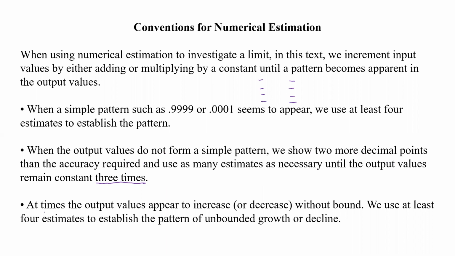And another one is at times the output value appears to increase or decrease without bound. And so here we're going to use at least 4 estimates again, kind of like we did on the first one, to establish the pattern of unbounded growth or decline. So it's either decreasing to a very, very small number or going very, very large growth.